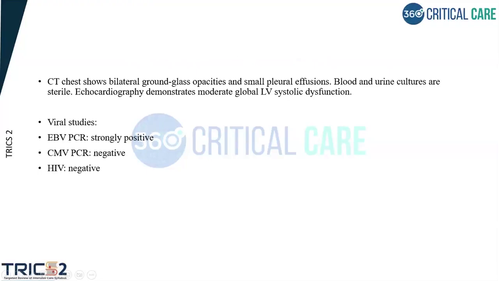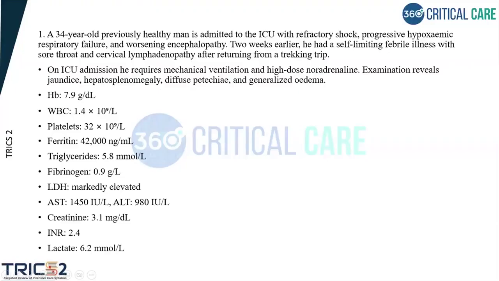The CT showed some ground glass opacities with a small pleural effusion. Echo was showing moderate global LV dysfunction. And they additionally did some viral tests, which showed his EBV PCR is strongly positive. Now, seeing the questions: here the patient has pancytopenia with inflammatory markers on the higher side, and he has a viral infection that has triggered all these things.